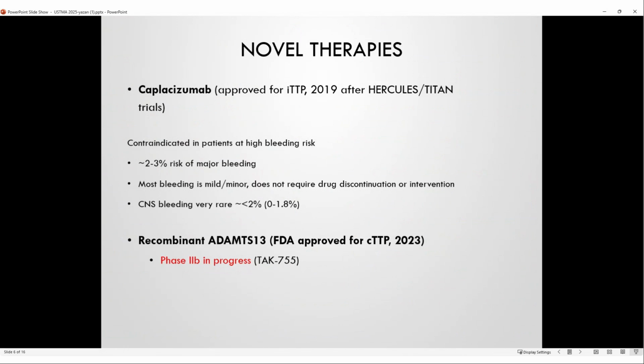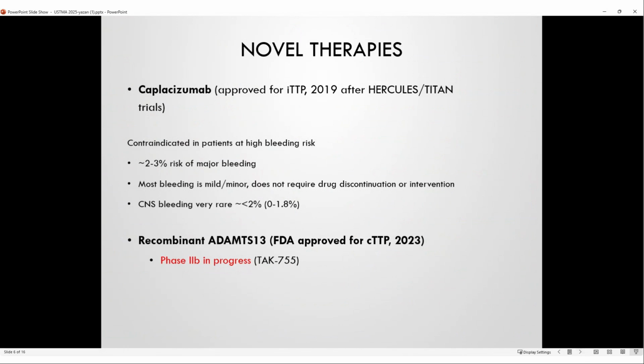Keeping in mind, however, that caplacizumab is also associated with a bleeding risk of about 2 to 3%. However, most of the time, this is a mild or minor bleeding and does not require drug discontinuation or an intervention in that case. And CNS bleeding or central nervous system bleeding is extremely rare with caplacizumab.